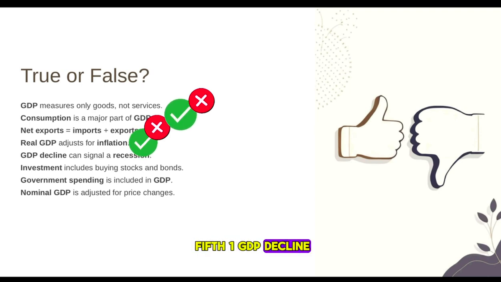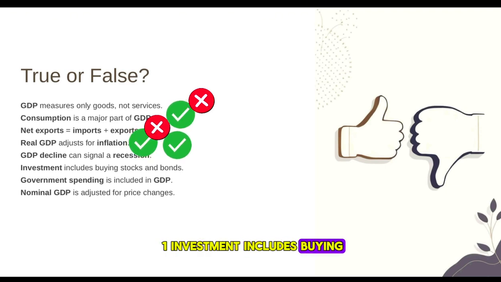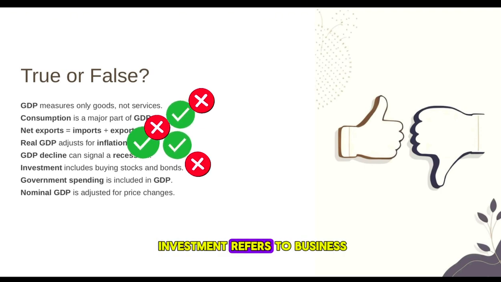Fifth one, GDP decline can signal a recession. That's true. When GDP decreases for a period of time, it may indicate an economic recession. Sixth one, investment includes buying stocks and bonds. And that's false. In GDP, investment refers to business spending on capital goods like factories, machines, and equipment, not financial investments like stocks. Seventh one, government spending is included in GDP.